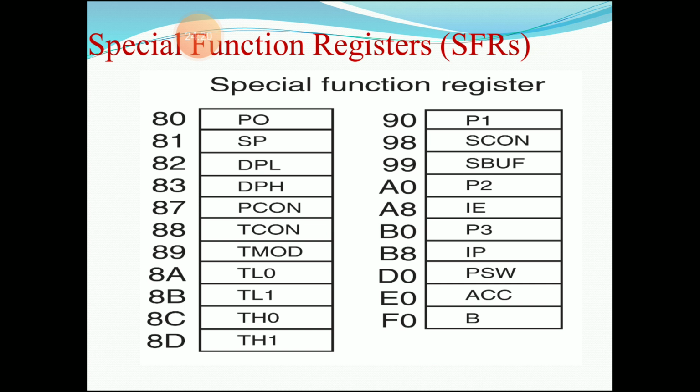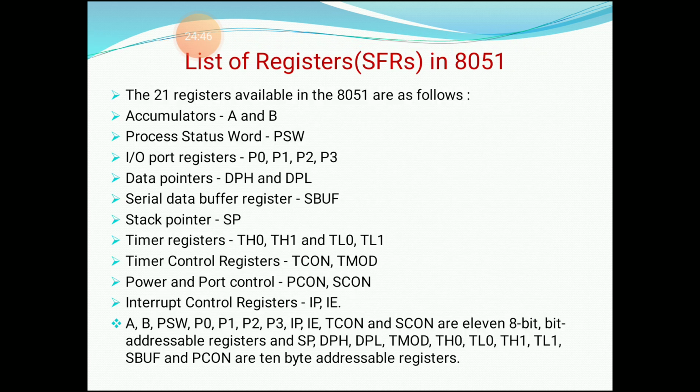Those special function registers are P0, port 0, port 1, port 2, port 3, and stack pointer, DPL, DPH, PCON, TCON, TMOD, TL0, TL1, TH0, TH1, SCON, serial buffer, IE, IP, PSW, accumulator, B registers. So 8051 consists of 21 registers called SFRs. These 21 registers perform different operations.